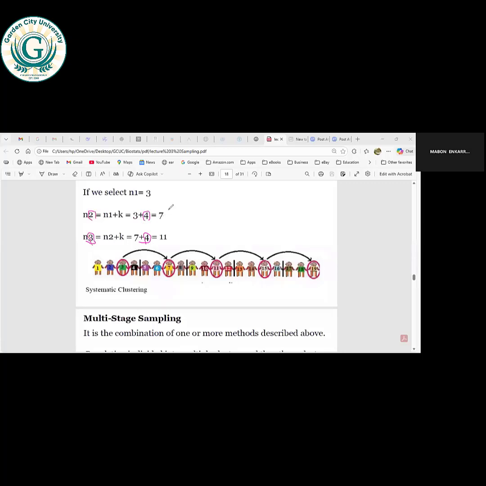So N2 means that I'm going to select the 7th folder. N3 means that I'm going to select what? The 11th folder. So if I want N4, N4 is going to be the 15th person. It's going to be 11 plus 4, and that gives me 15. If I want N5, it's going to be what? 15 plus 4, and that gives me 19. And I have my sample. Thank you very much.